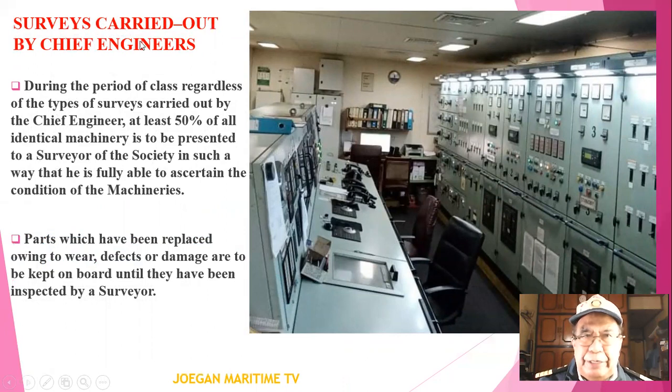Let's go to surveys carried out by chief engineers. During the period of class, regardless of the type of surveys carried out by the chief engineer, at least 50% of all identical machinery is to be presented to a surveyor of the society in such a way that he is fully able to ascertain the condition of the machineries. Parts which have been replaced owing to wear, defects, or damage are to be kept on board until they have been inspected by a surveyor.